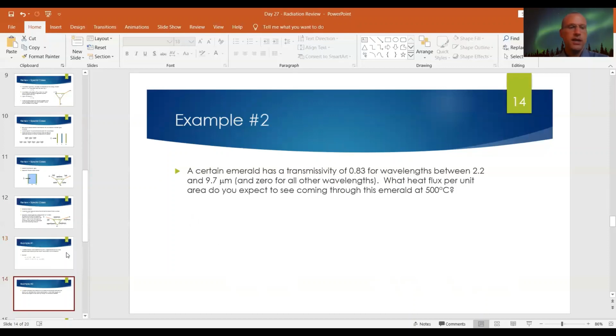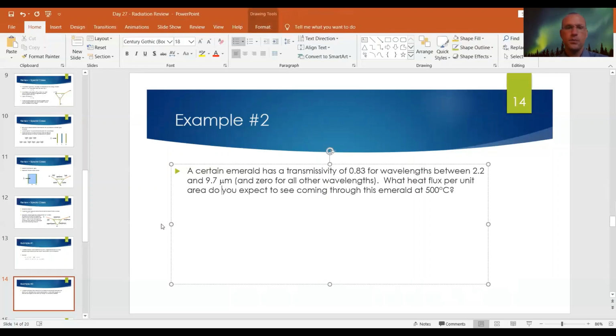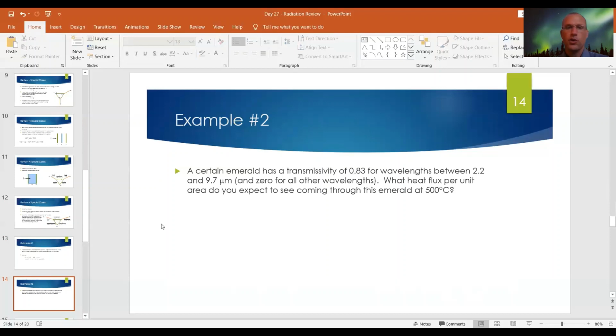Examples of the kind of medium length question involving 2-3 calculations. First example, a certain emerald has a transmissivity of 0.83 for every wavelength between 2.2 and 9.7 micrometers, and I'm assuming it's going to be 0 for all other wavelengths. I want to know the heat flux per unit area that comes through this emerald at 500 degrees Celsius.